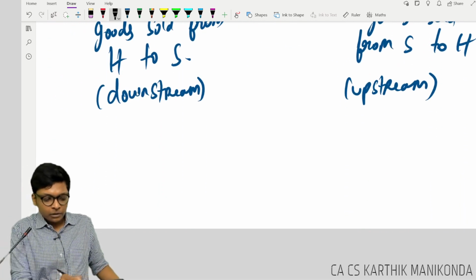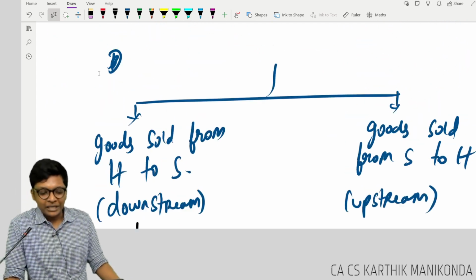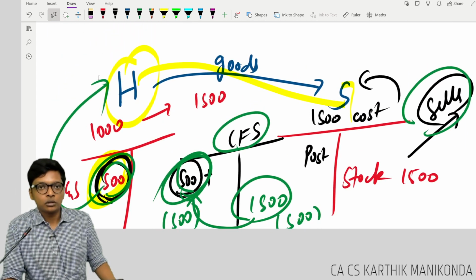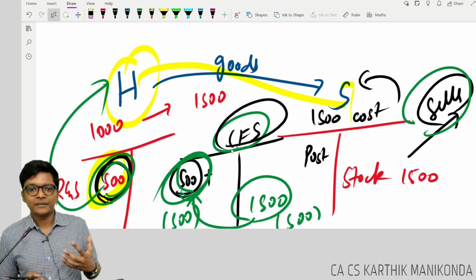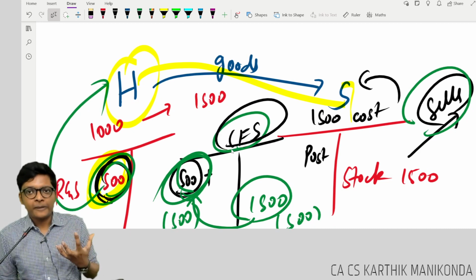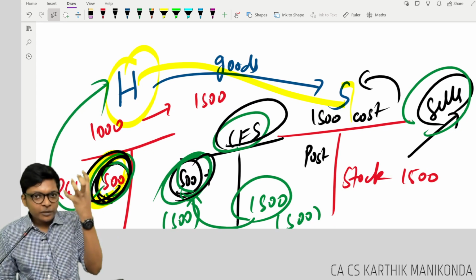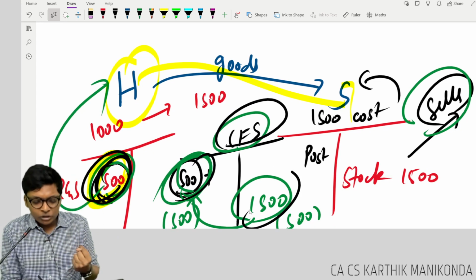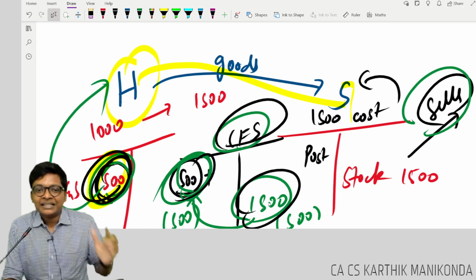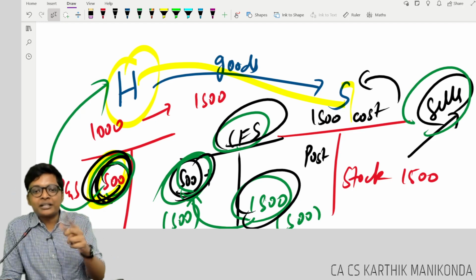In downstream, what adjustment do you have to do? Tell me, what adjustment should you do? In consolidation, reduce the profit from holding. Holding only earned 500. Reduce the profit from holding and reduce inventory of subsidiary by creating stock reserve.